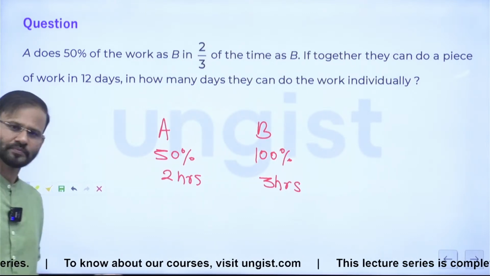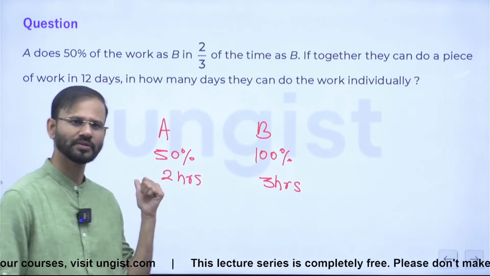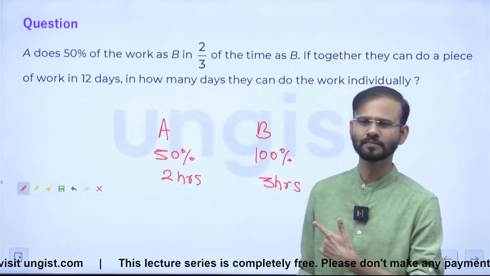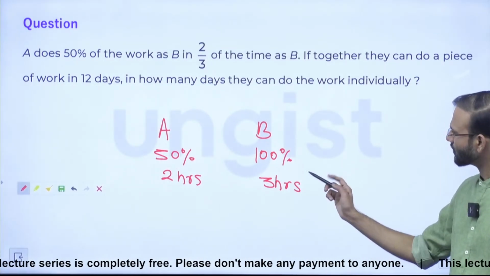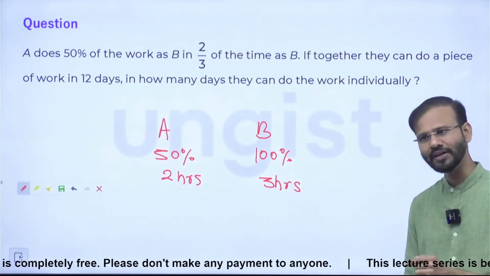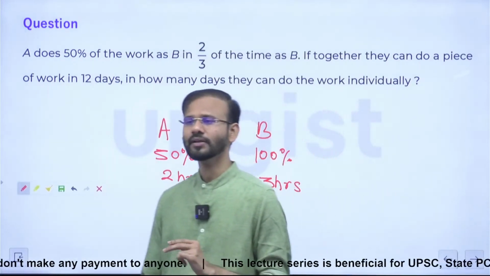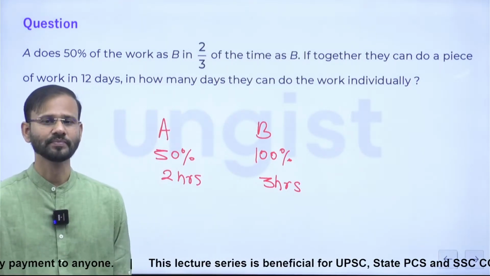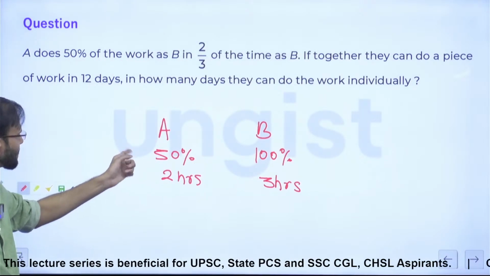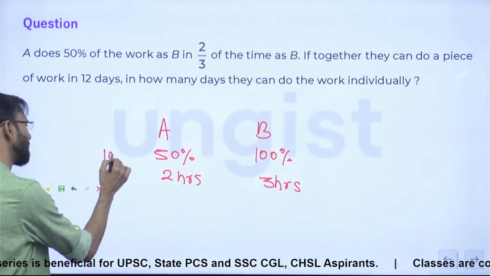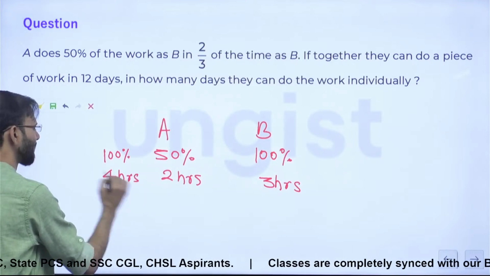Guys, is it clear? Any doubt? Now, in this process, what do we need to find? We need to find the ratio of the efficiency. The ratio of the efficiency can be found only when the same task has been assigned to both the workers. He is doing 100%, but he is doing 50%. So he will be doing 100% in what time? 4 hours. Very good. So for 100% work, he will take 4 hours.